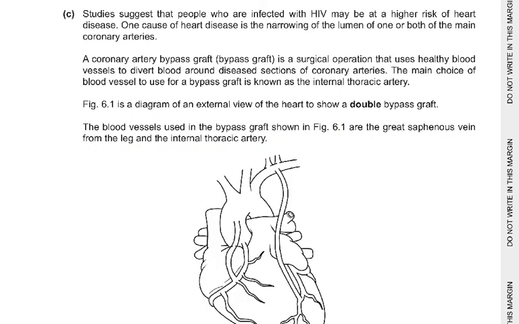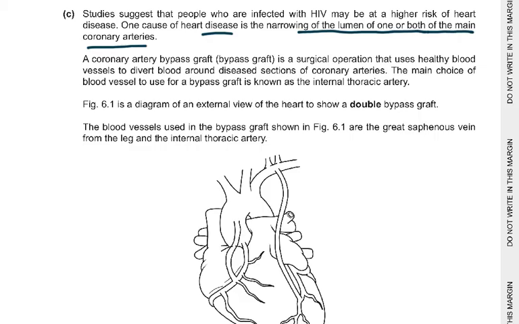Studies suggest that people who are infected with HIV may be at a higher risk of heart disease. A coronary artery bypass graft is a surgical operation that uses healthy blood vessels to divert blood around diseased sections of coronary arteries. The main choice of blood vessel to use for a bypass graft is known as the internal thoracic artery.